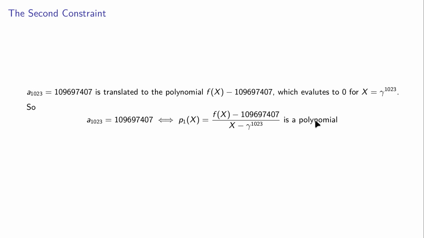It doesn't result in a rational function, which is the terminology that we use when this division has a remainder which is different from 0.